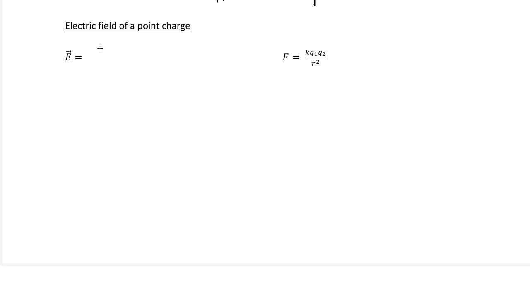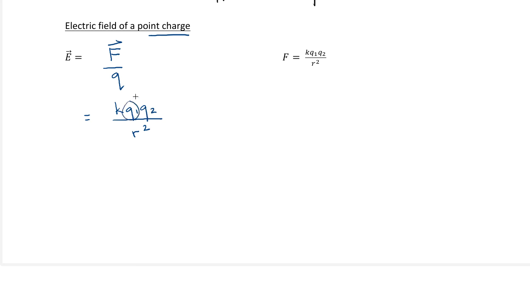Lastly, let's derive a formula for the electric field of a point charge specifically. This won't work for a parallel plate capacitor, but it is for a point charge specifically. In general, and this is true for everything, the electric field is equal to the force per unit charge. But for a point charge specifically, we know that Coulomb's law tells us that the force, or the magnitude of the force, is equal to k times Q1 times Q2 divided by r squared.